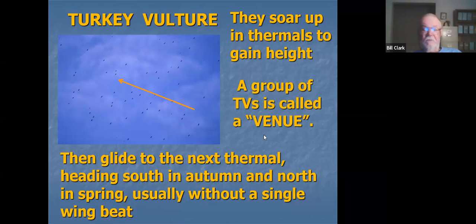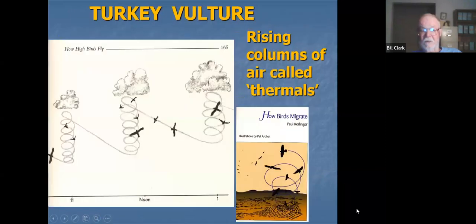A group of turkey vultures is called a venue. That's a word I didn't know until somebody showed me that. So they're able then to accomplish their migration using these thermals. And again, without flapping, they go up with the thermal, they glide to the next thermal, go up with the thermal, glide to the next thermal, and continue on. And this diagram came out of Paul Kerlinger's book on how birds migrate.